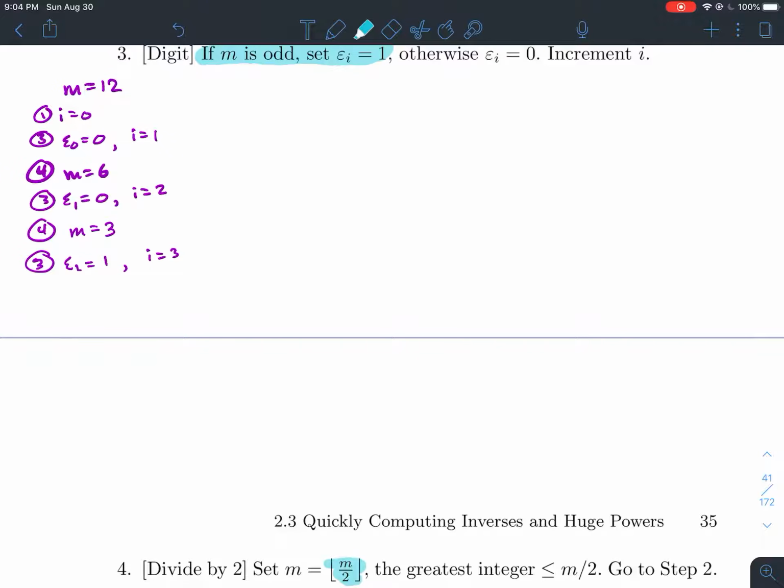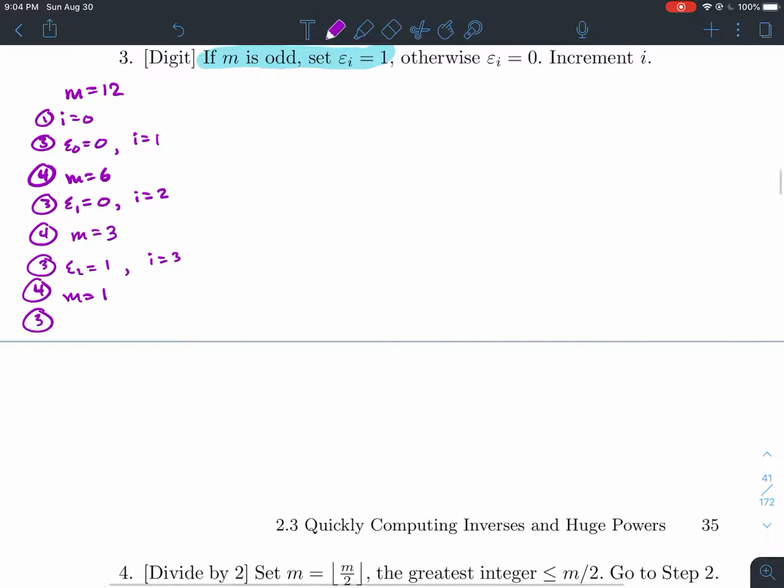So the floor of 1.5, the greatest integer less than or equal to 1.5, would be 1. So my new m is 1. In that case, we'll go back to step 3. Since m is 1, that tells me that epsilon 3 is equal to 1 as well, remember?